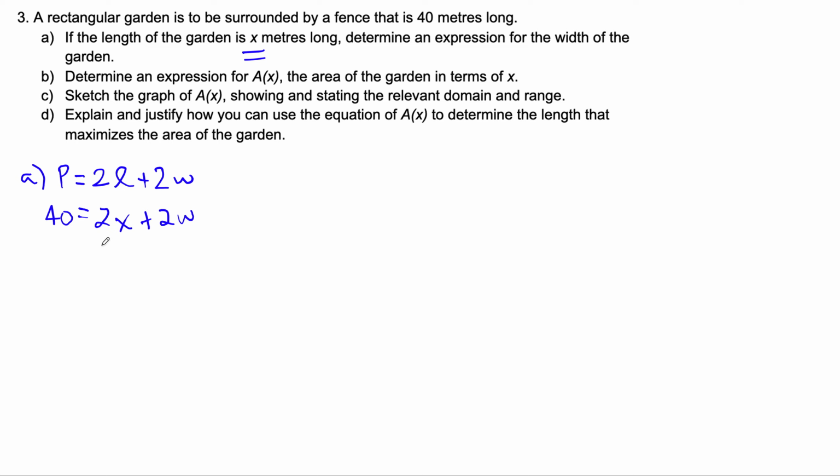for W. Okay, so let's isolate W. 40 minus 2x equals 2W, divided by 2 on both sides. And I'll just conclude that, therefore, W is equal to 20 minus x.